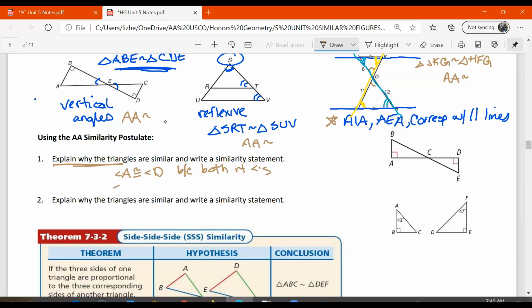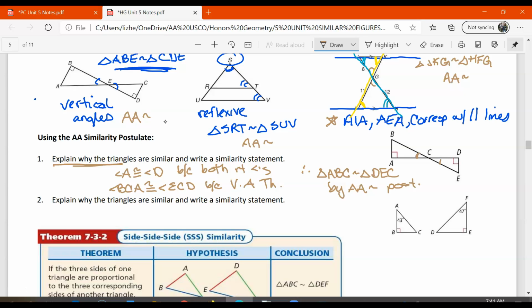And then I'm going to say angle BCA, this angle right there, is congruent to angle ECD because of the vertical angles theorem. So therefore, those little three dots in a triangle mean therefore, triangle ABC is similar to triangle DEC. Make sure your letters line up, by AA similarity postulate.